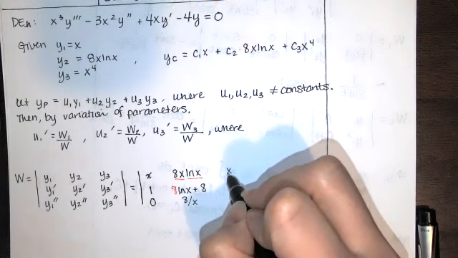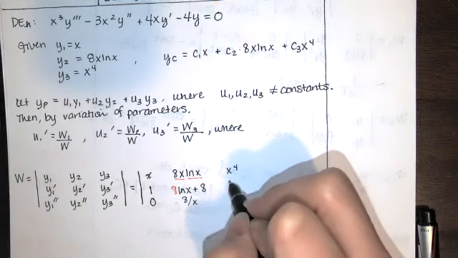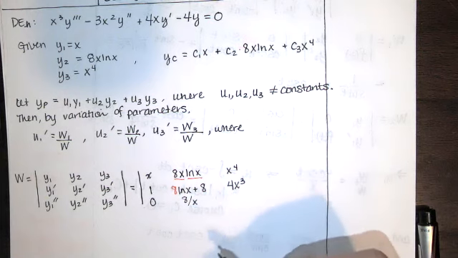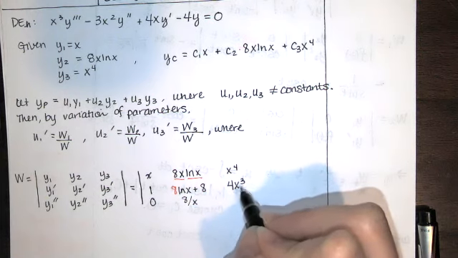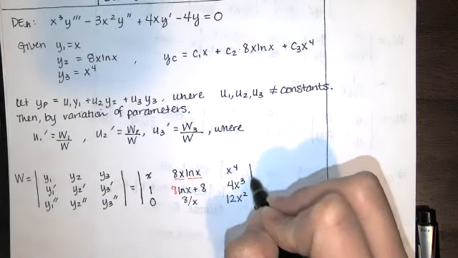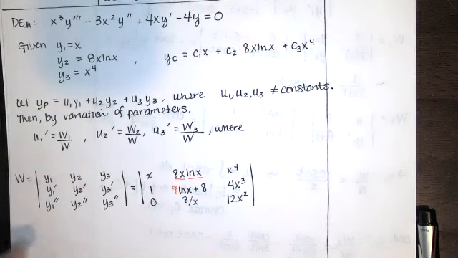And the third column, our third solution was x to the fourth. We take its derivative, bring the power down, multiply by x to the 1 less power. Then here we're going to bring the power down again. 4 times 3 is 12. Multiply by x to the 1 less power. And we'll have that right there.